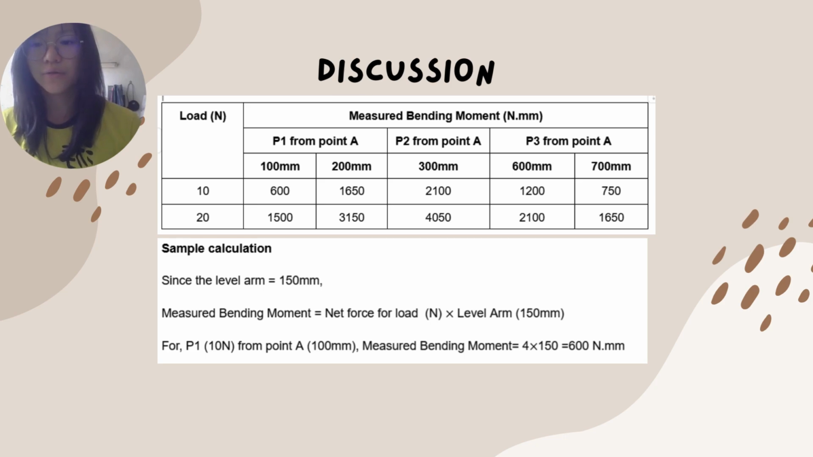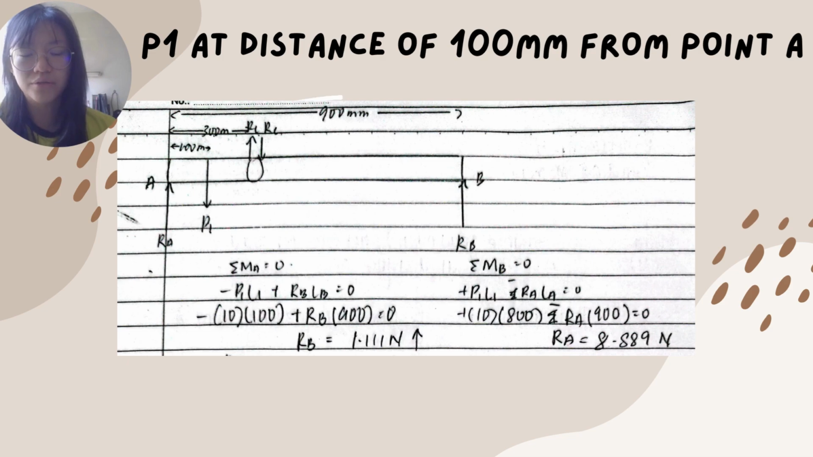Discussion. To get the measured bending moment, we must do calculation by using the formula below. Measured bending moment equals net force for load times lever arm, which is 150 mm. The table below shows the result that we get from the formula. To get the theoretical value of bending moment for each point, we must calculate the reaction at point A and B first. For example, for P1 at distance of 100 mm from point A, the total moment at point A equals 0.